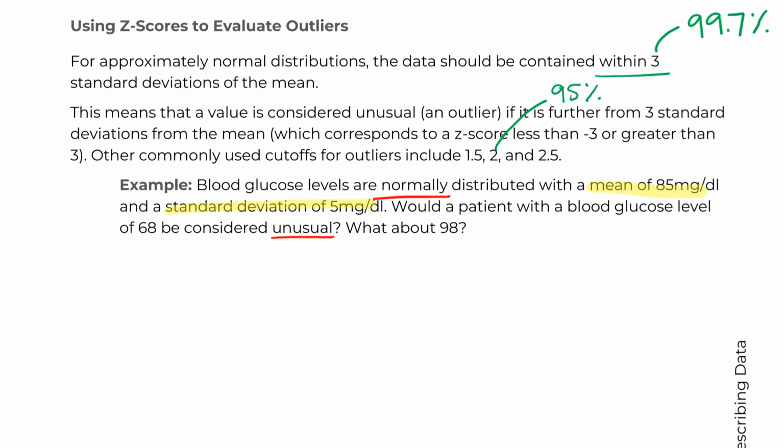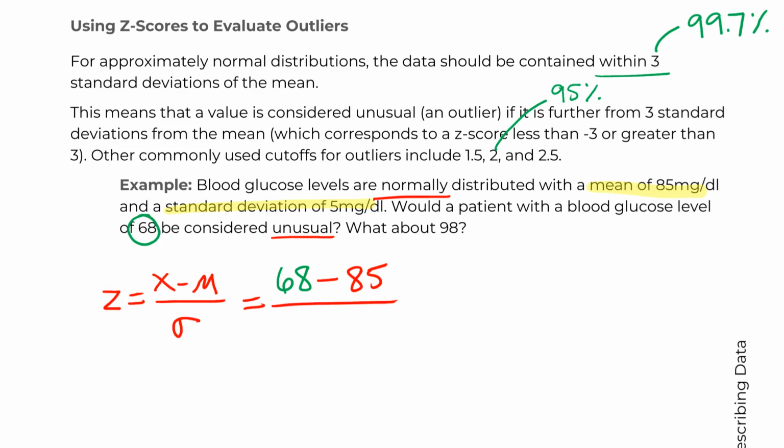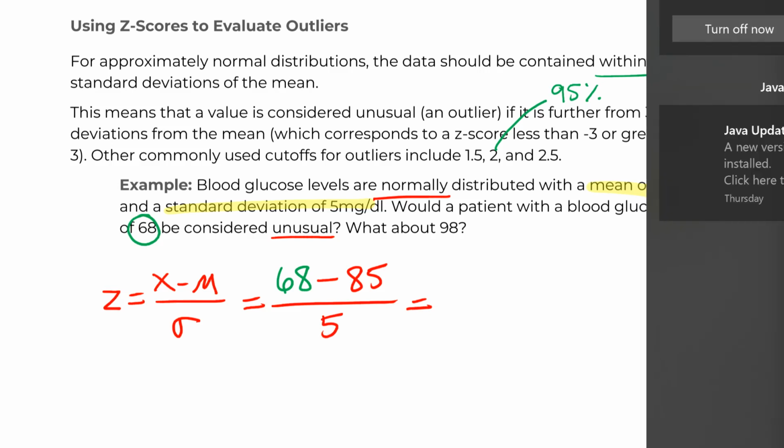All right, so we're going to use z-scores to see whether or not this is unusual, like this section says. So we're going to use our formula, x minus mu over sigma. X is the observation. This is the thing we actually want to test. So how far away is 68 from what we expected, right? We expected a mean of 85, so this person has a very low blood glucose level. But how low is it? Well, that really depends on the standard deviation, how much spread we expected within our data set. So if we divide that by 5, we'll be able to see a little bit more of what's going on.